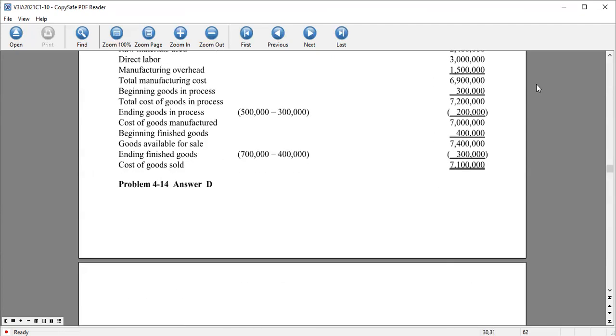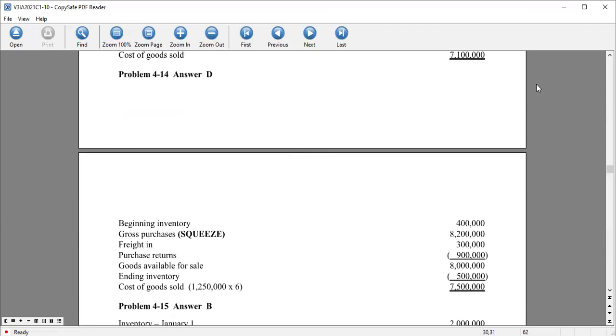Then we go to problem number 14. What amount should be reported as gross purchases? So we have the beginning inventory, and temporarily your gross purchases will be a question mark. Your 8.2 million, that will be a question mark, blank first, no? And then we have the freight in, and deduct the purchase returns. Goods available for sale is equal to 8 million. And we have the ending inventory of 500,000.